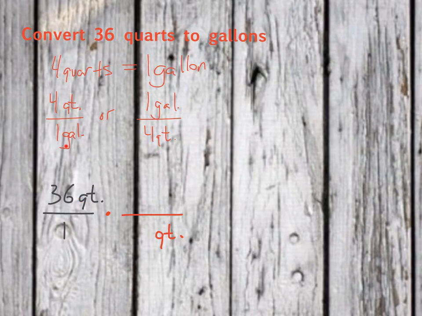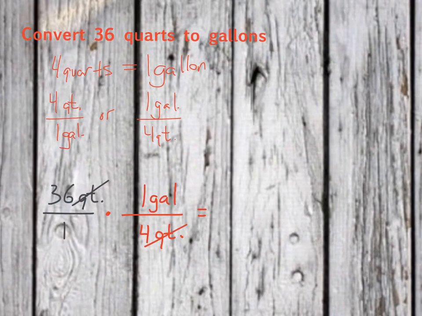So which one of these has quarts on bottom? This one right here. So the 4 quarts is going to go on bottom, the 1 gallon is going to go on top. Now we go ahead and cross cancel the units, and we can also cross cancel the numbers too if we really want. Quarts on top, quarts on bottom, so I've canceled those. And for this one, we won't cross cancel the numbers, just to kind of draw it out a little bit more so you can see.